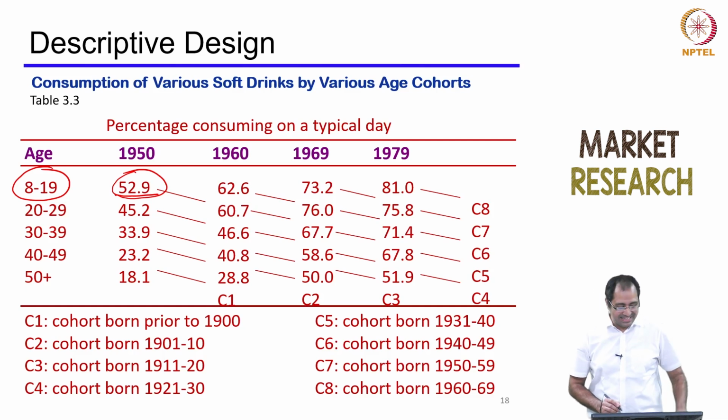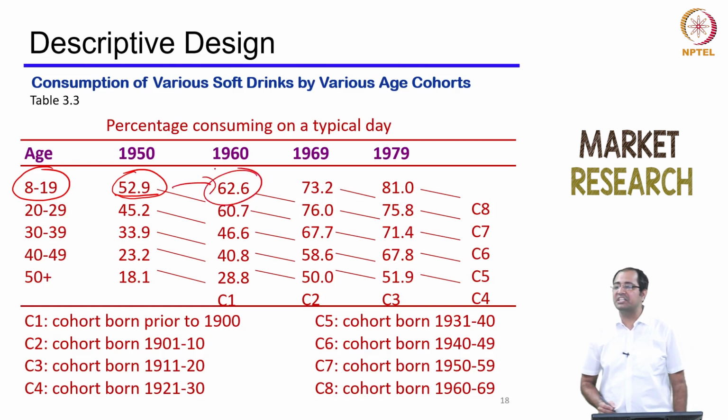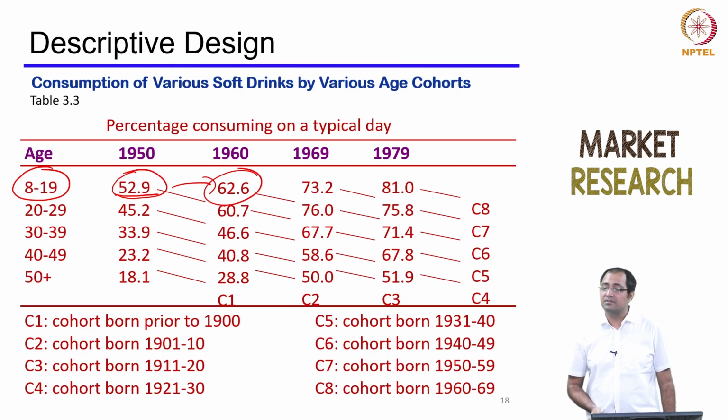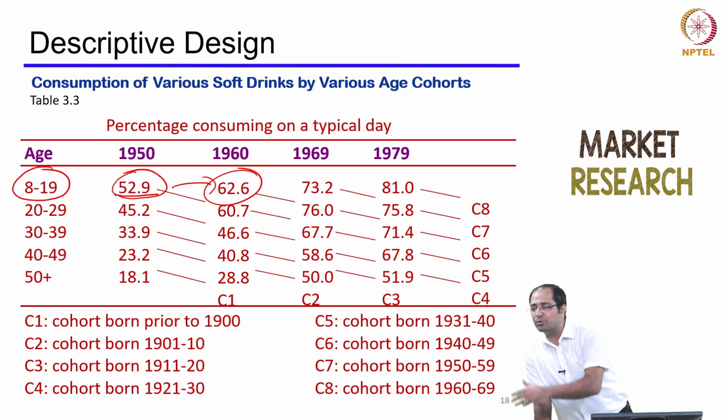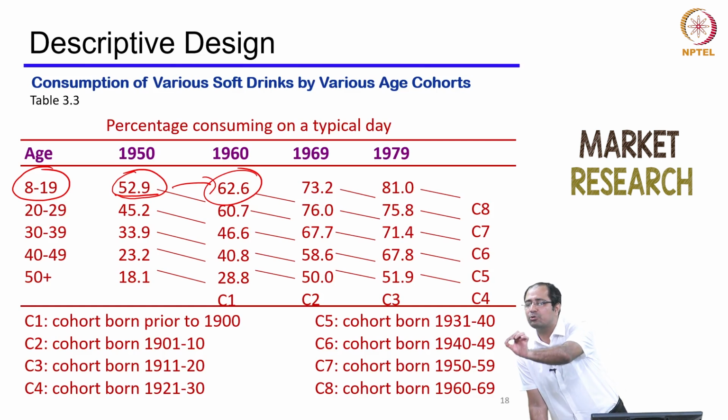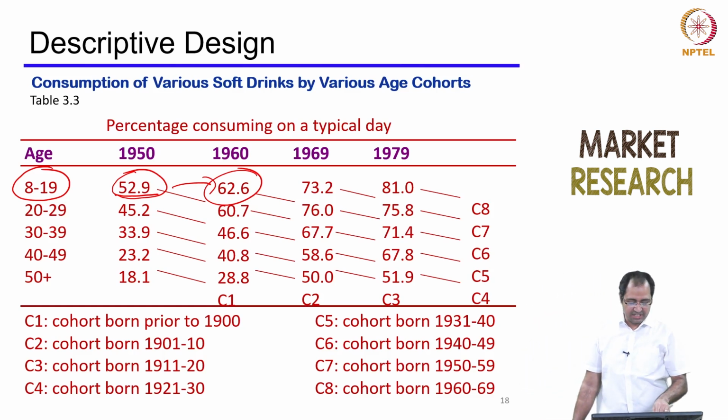Then after 10 years, when they became 18 to 29, the cola consumption became 62.6. This is showing the 1960s, after 10 years. So what is happening? Please listen. In this example, in the US in 1950, from the age cohort 8 to 19, which means the group of all the people who were 8 to 19 years of age in 1950, the population of which was 5 lakh, about 100 people were selected and their cola consumption data was taken, which was 52.9.